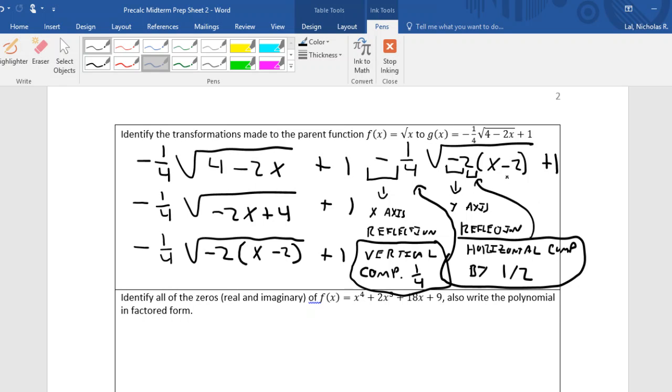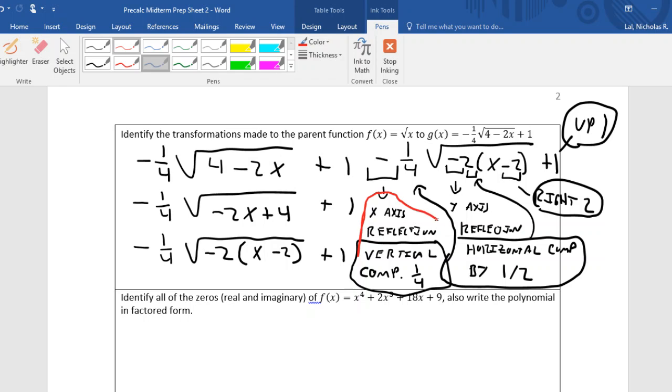All right. What about this x minus 2? This one's one of the easier ones. Right by how much? Right 2. And then what about this plus 1? Up 1. Those are transformations right here. We have an x-axis reflection, a vertical compression by 1/4, a horizontal compression by 1/2, a y-axis reflection, a shift right 2, and a shift up 1.